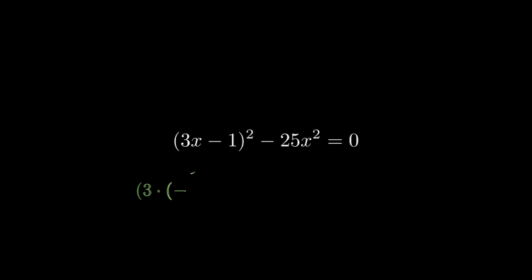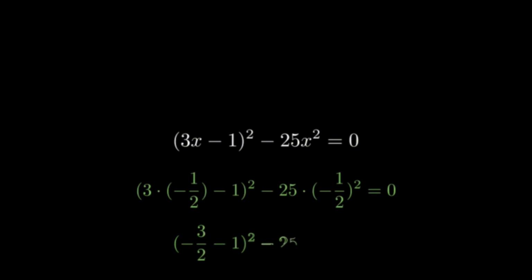Now let's verify our second solution by substituting x equals -1/2 into our original equation. We'll replace x with -1/2 in both parts of the equation. For the first part, 3 times -1/2 equals -3/2. Then, -3/2 minus 1 equals -5/2. For the second part, -1/2 squared equals +1/4. Now we have -5/2 squared minus 25 times 1/4.